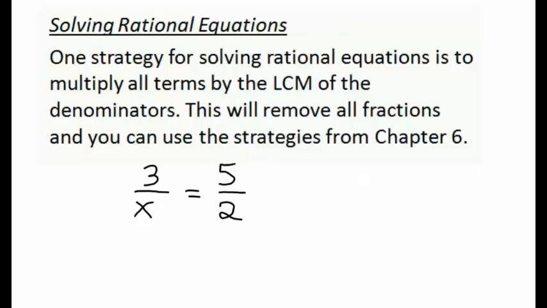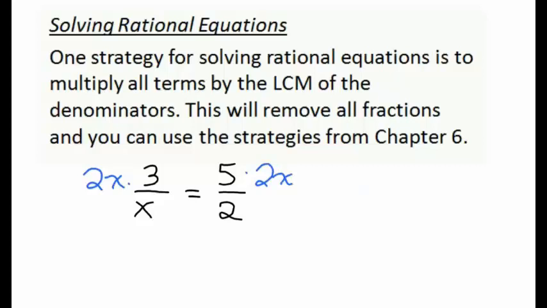So I want you to recall that when we were solving our proportion type questions, what we did was we multiplied by the LCM of our two denominators. So, for example, if we have this question, 3 over x is equal to 5 over 2, a natural way for us to proceed is to multiply both sides by 2x, which is the LCM of our two denominators.